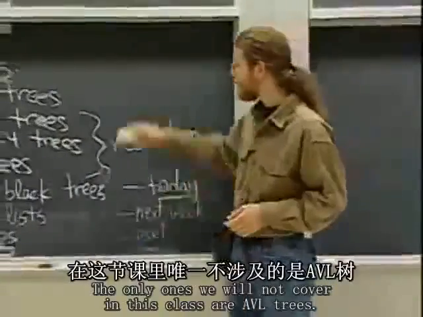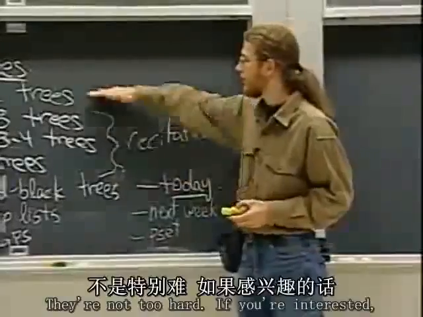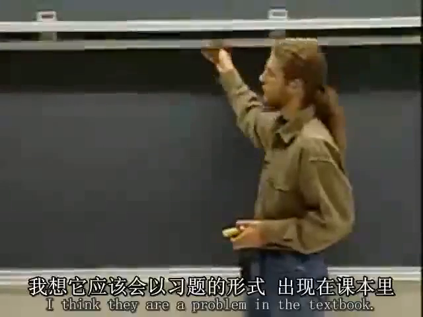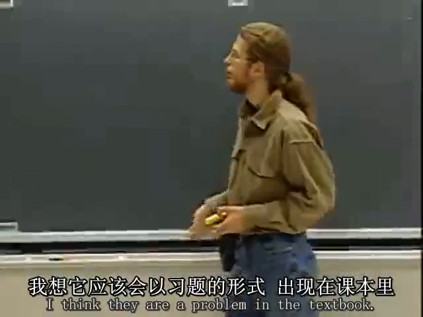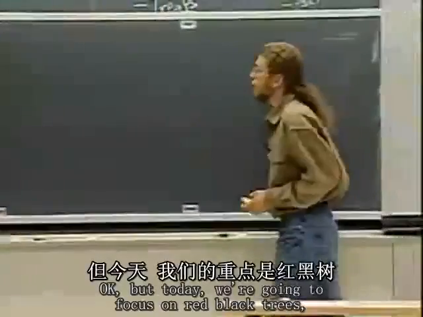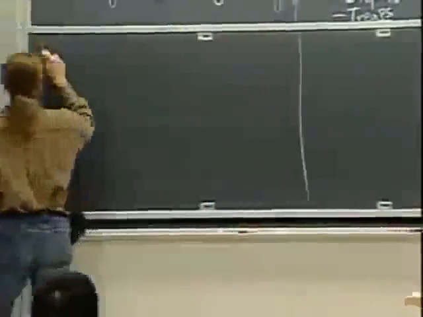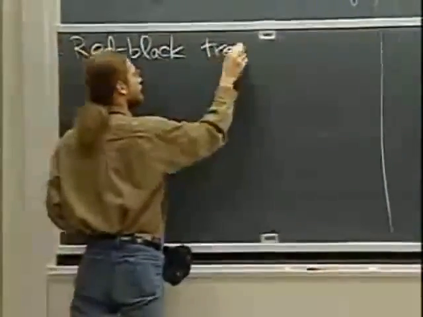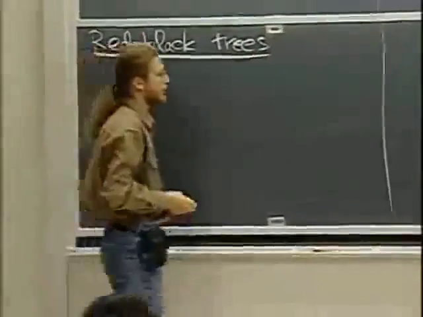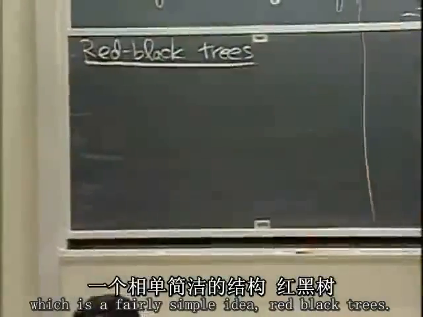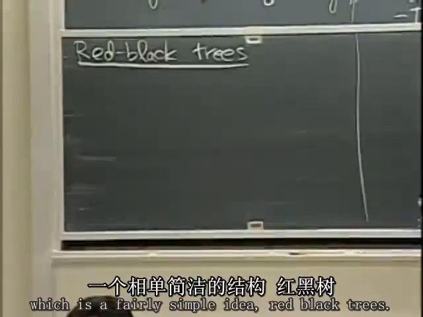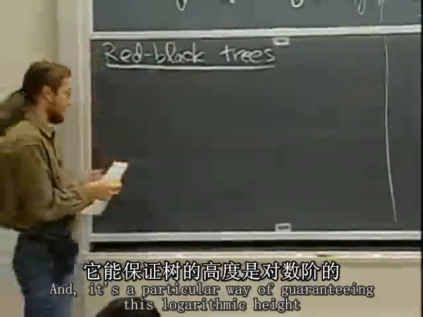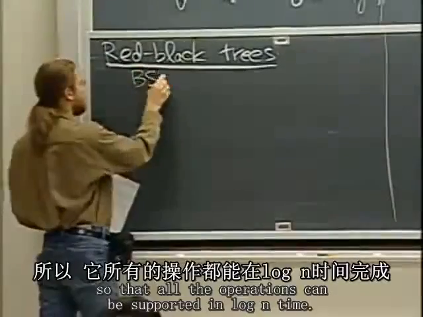The only ones we will not cover in this class are AVL trees. They're not too hard. If you're interested, you should read about them because they're fun. I think they're a problem in the textbook. But today we're going to focus on red-black trees, which is a fairly simple idea. It's a particular way of guaranteeing this logarithmic height so that all the operations can be supported in log n time.